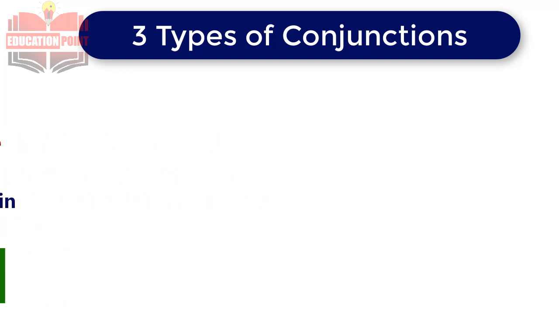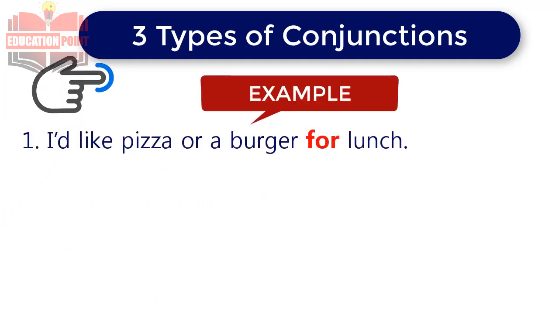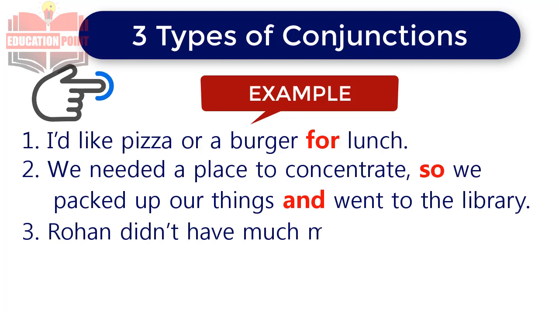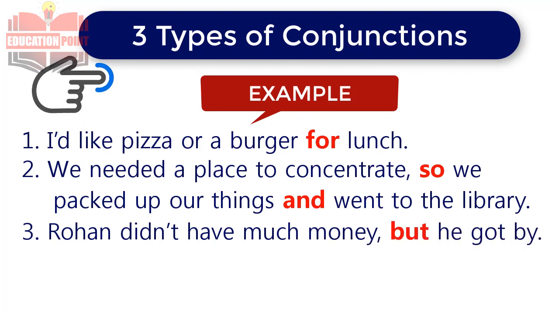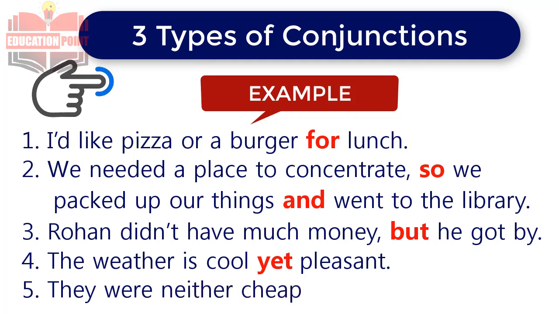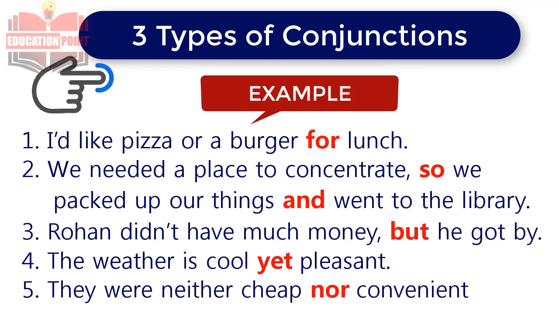Having a look at the examples: I would like pizza or a burger for lunch. We needed a place to concentrate, so we packed up our things and went to the library. Rohan didn't have much money, but he got by. The weather is cool yet pleasant. They were neither cheap nor convenient. Here we have used almost all the coordinating conjunctions to show you an example of each. I hope this is clear, how two different phrases or words are combined using these conjunctions to make one proper sentence.